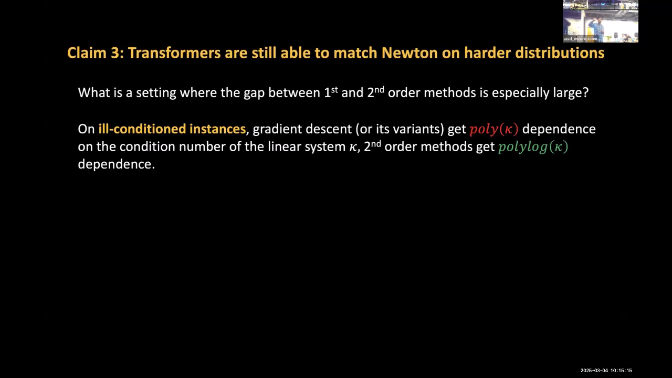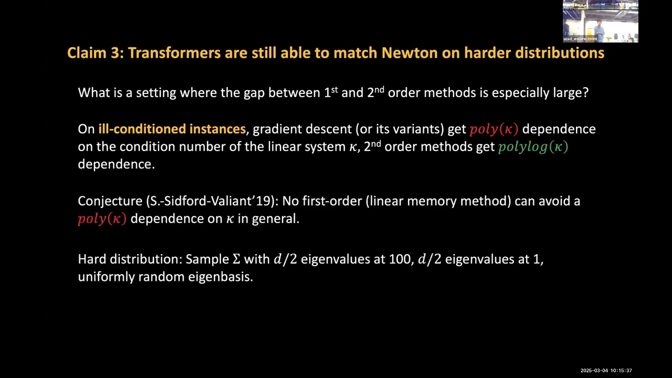David was saying earlier that you can use ill-conditioned instances. There, gradient descent and all of its variants get a polynomial dependence on the condition number of the system, which is the ratio of the largest to the smallest eigenvalue. Whereas second order methods can get a much milder polylog dependence on the condition number, because they can use the curvature and correct for it. On the theory side, which I'm interested in, in general we think that we cannot avoid these condition number dependencies using only linear memory or first order methods.